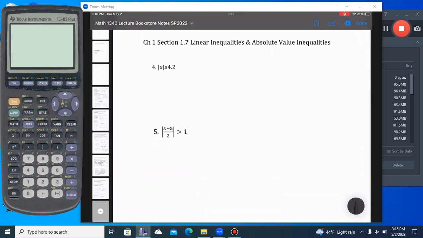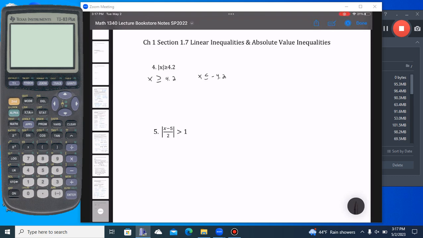The last one, the greater than sign or greater than or equal sign creates a disjunction. And so here for absolute value of x to be greater than or equal to 4.2, x has to be greater than or equal to 4.2, or x has to be less than or equal to negative 4.2. So, less than would be -5. If x is -5, then absolute value of -5 is 5, which is greater than 4.2.